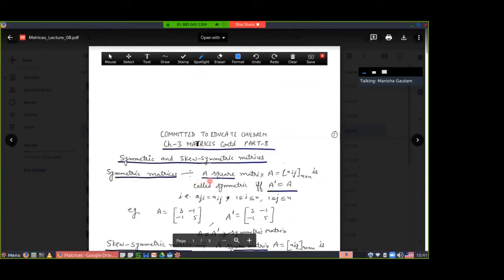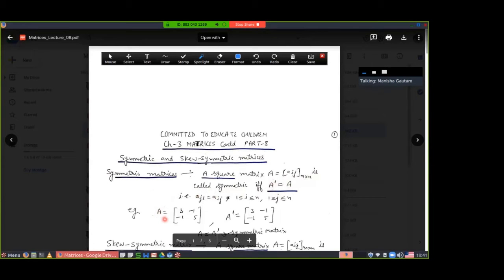Definition of it: a square matrix A equal to [aij] having order n by n. Square matrix means the rows and columns are equal. It is called a symmetric matrix if and only if its transpose is equal to itself. If you transpose a matrix A and you get the same matrix, then the matrix is known as a symmetric matrix. Here is an example.